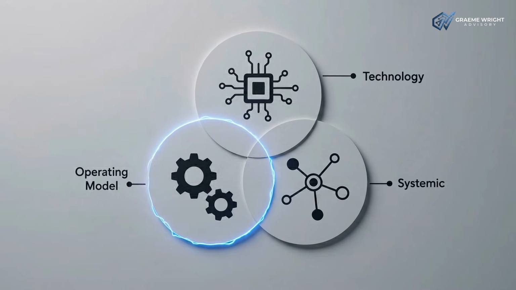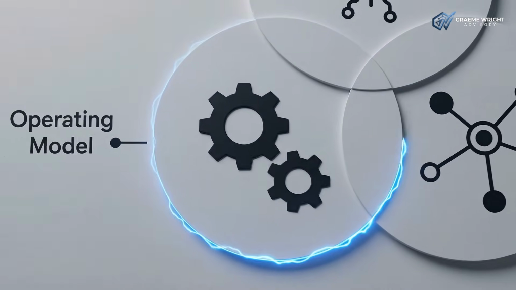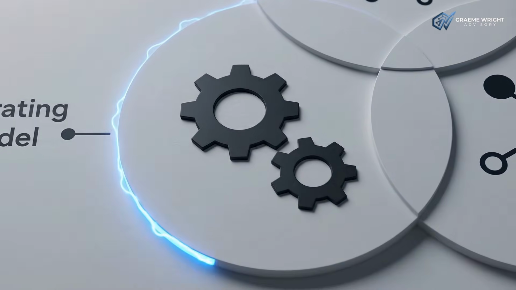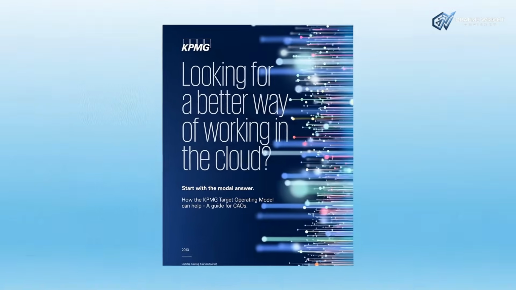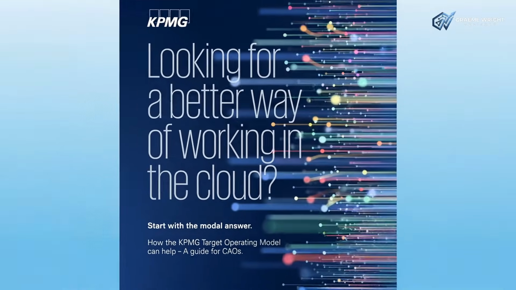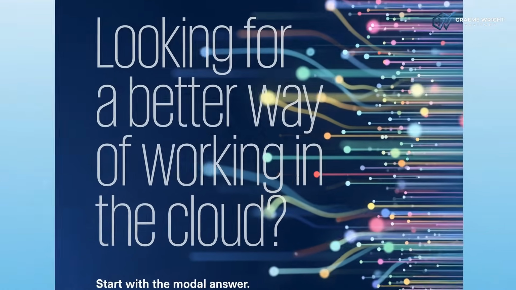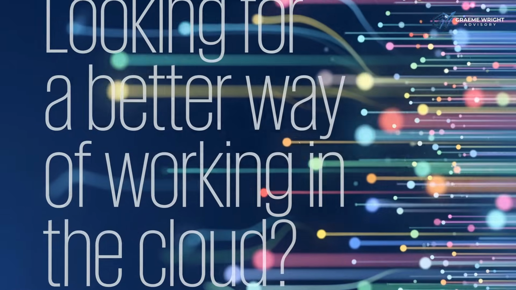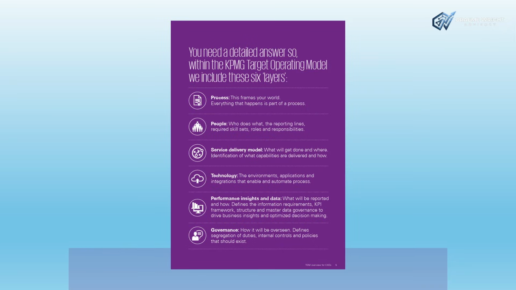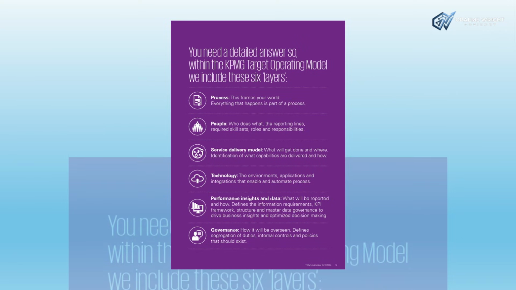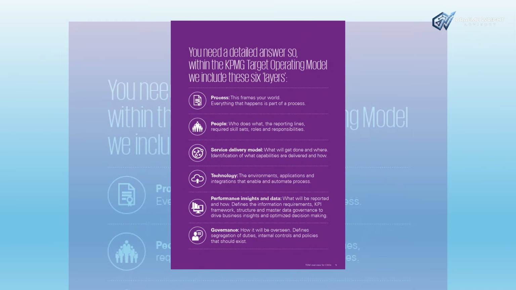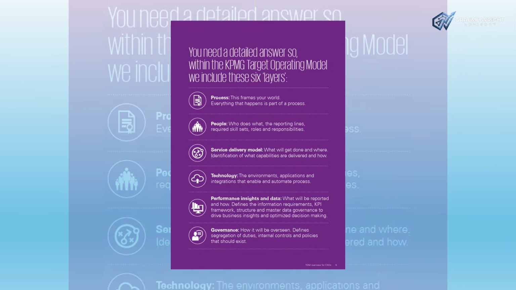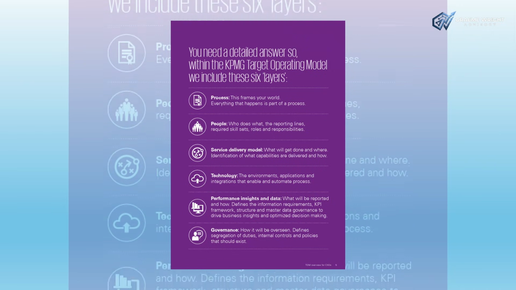The second framing is the operating model. Digital transformation is the trigger for redesigning the target operating model, the TOM, with the TOM itself becoming the object that gets defined and structured. KPMG's Guide for CXOs argues that the traditional view of people, process, and technology model is insufficient. It proposes 6 layers instead: process, people, service delivery, target technology, performance insights data, and governance. Technology sits as one enabling layer amongst several, not the lead element.